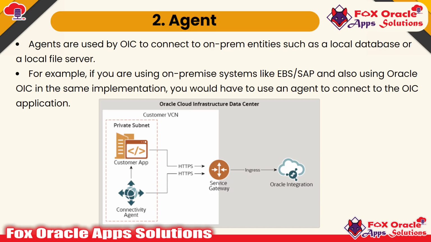So as we discussed, the agent helps us to connect our OIC, that is a cloud application, to any non-cloud applications. Agent works like a bridge between non-cloud applications and OIC. With the help of an agent, we can access any non-cloud or on-premise applications directly in OIC. Agents are used by OIC to connect to on-premise entities such as a local database, local file server, or EBS applications and many more.